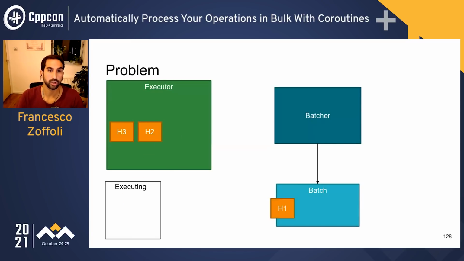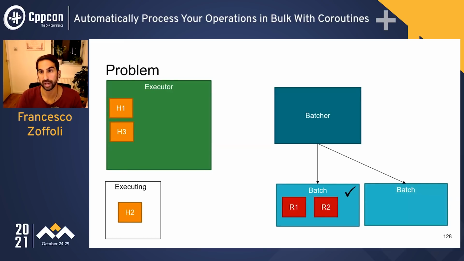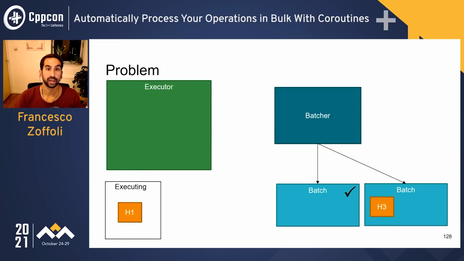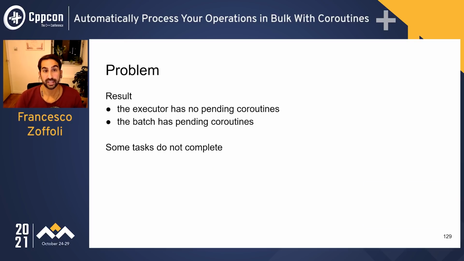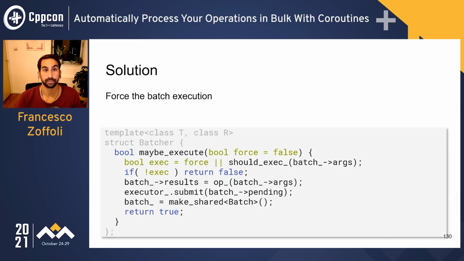We have H1, which goes into the batch, and H2 that goes into the batch. At this point, we assume the batch has size 2. So it's executed immediately. H2 consumes the result and continues. At this point, the batch has completed, and H3 is stored inside the batch. So the result is that the executor has no pending coroutines, and the batch has pending coroutines, and some tasks did not complete. We are going to solve this by forcing the execution of the task.